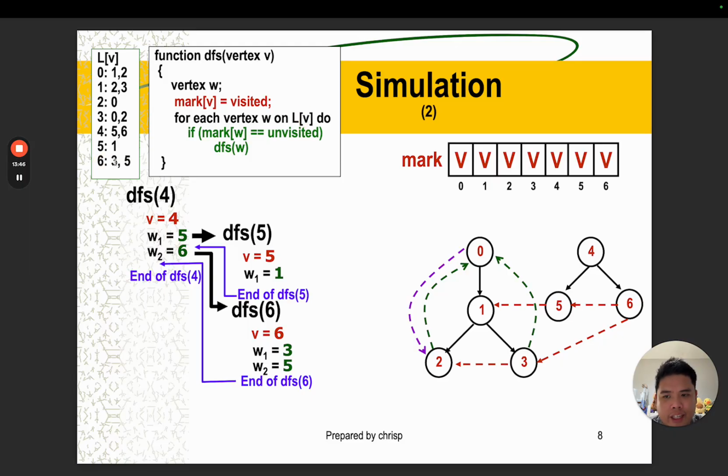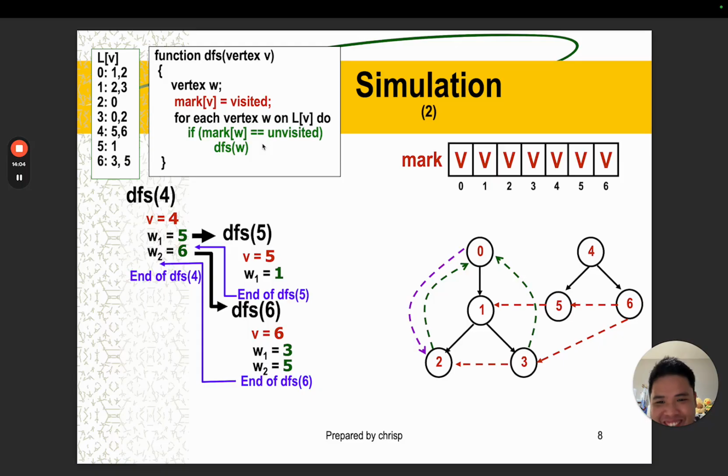So the adjacent vertices are 3 and 5, so W1 and W2. I'm going to check, is 3 visited? 3 is visited, so I don't do anything. Is 5 visited? 5 is already visited, so I don't do anything.